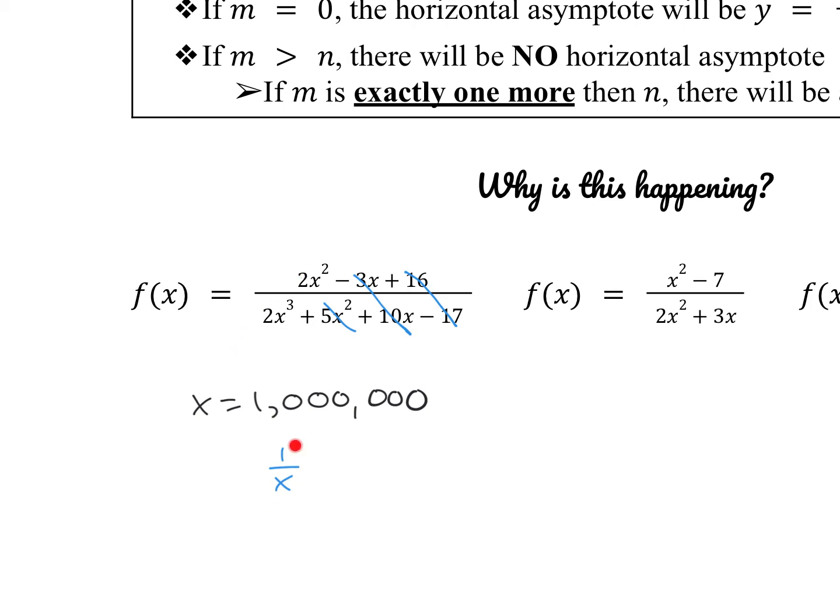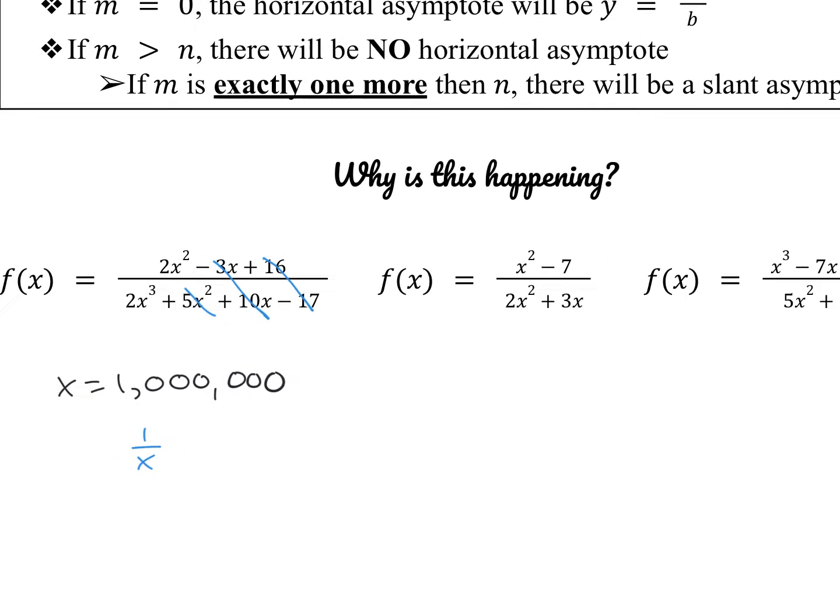And so now imagine again, I'm plugging in x equals 1 million. I have 1 divided by 1 million. That number is so incredibly small, right? It's super, super close to 0, but not quite 0. That's why our function is going to approach y equals 0. So anytime the denominator is bigger than the numerator, you're dividing by a larger number in the bottom, so that means you're going to get closer and closer and closer to 0.